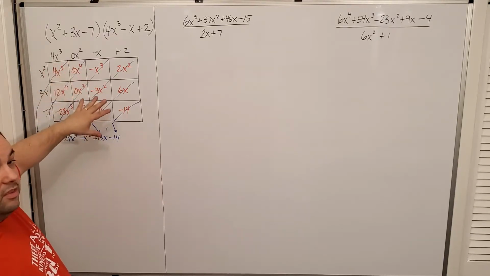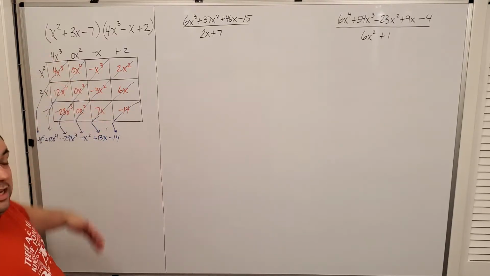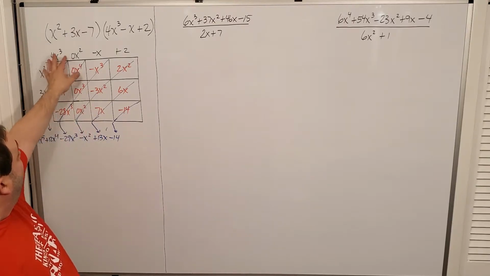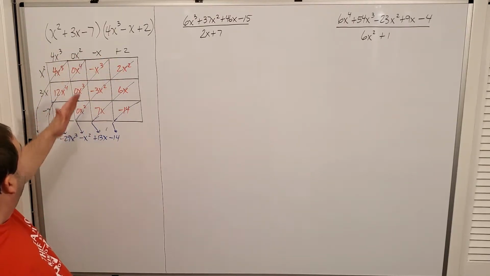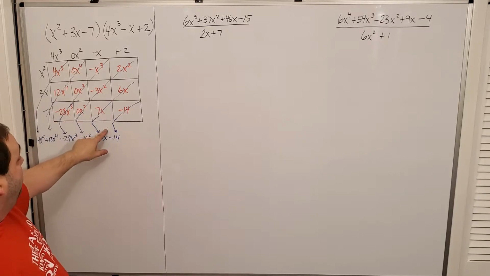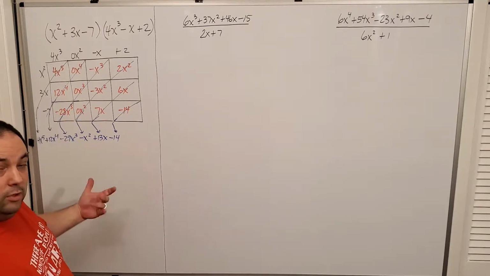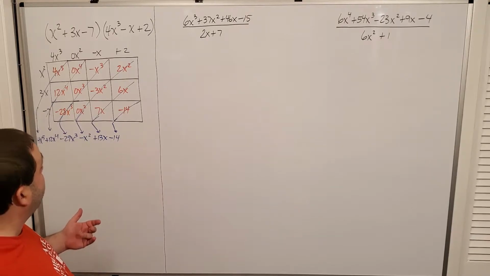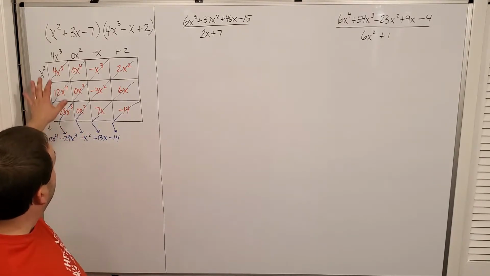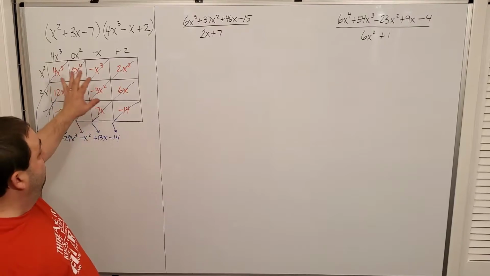But if you're the type of person that likes to see that kind of organization, then this is the perfect method for you, right? You're not going to miss any of the terms. Just make sure that you have all of your powers accounted for. And then the diagonals will add up to give you your finished product, literally product, right? Okay, so we can multiply by area method.